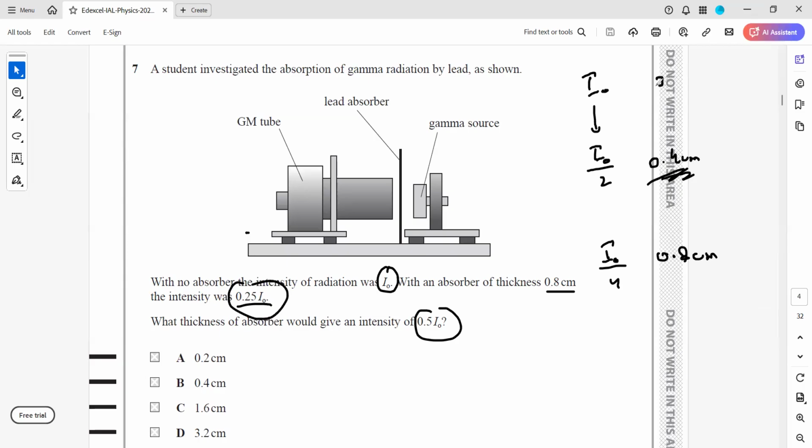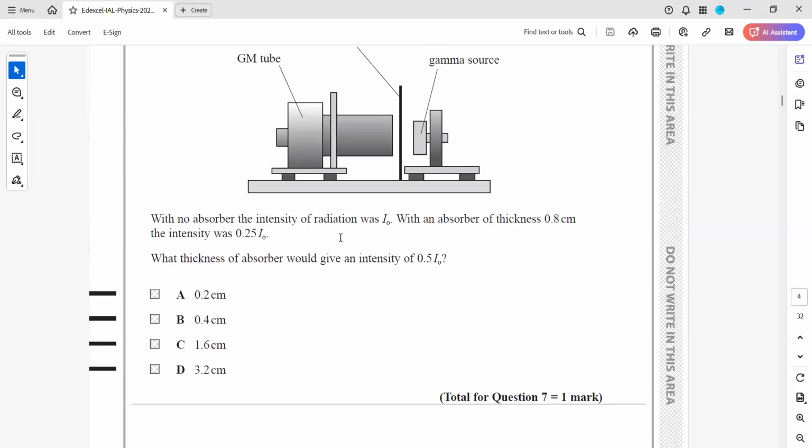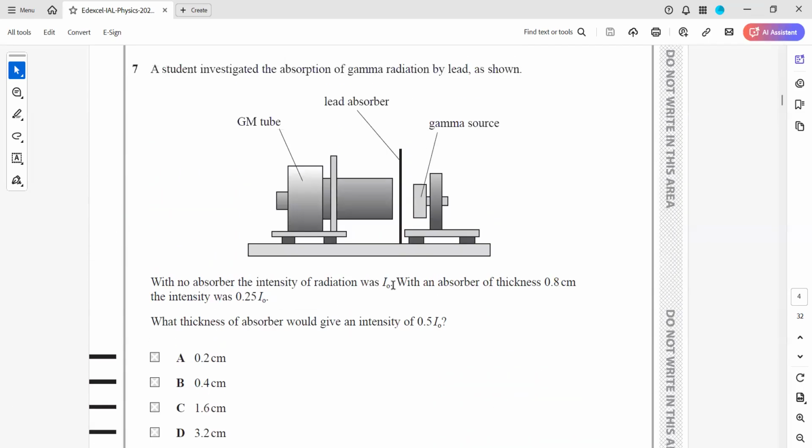When nothing is placed in between, and when we place a 0.8 millimeter thick absorber, the intensity decreases to 0.25, or a quarter of the original. So the question is, what thickness will give the half intensity? Half intensity will be when the thickness is about 0.4, half of the original, because the intensity and the thickness are inversely proportional. Is it clear, this question 7?